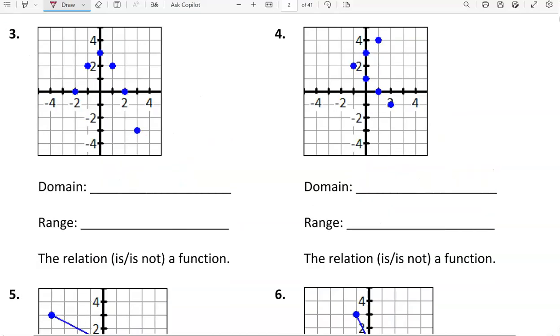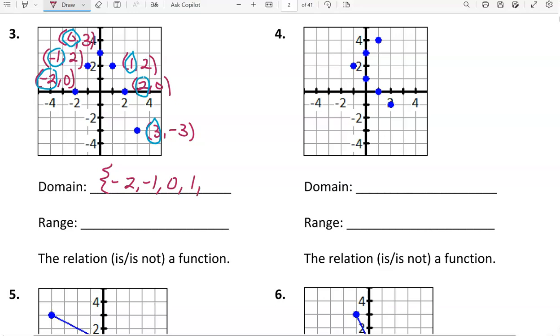For number 3, the graph consists of a series of points that are not connected, so it is just a set of ordered pairs, much the same as the exercises above. When we find the domain, we're going to find the set of x values, which consist of the numbers -2, -1, 0, 1, 2, and 3. Remember to use the braces or curly brackets for that set.